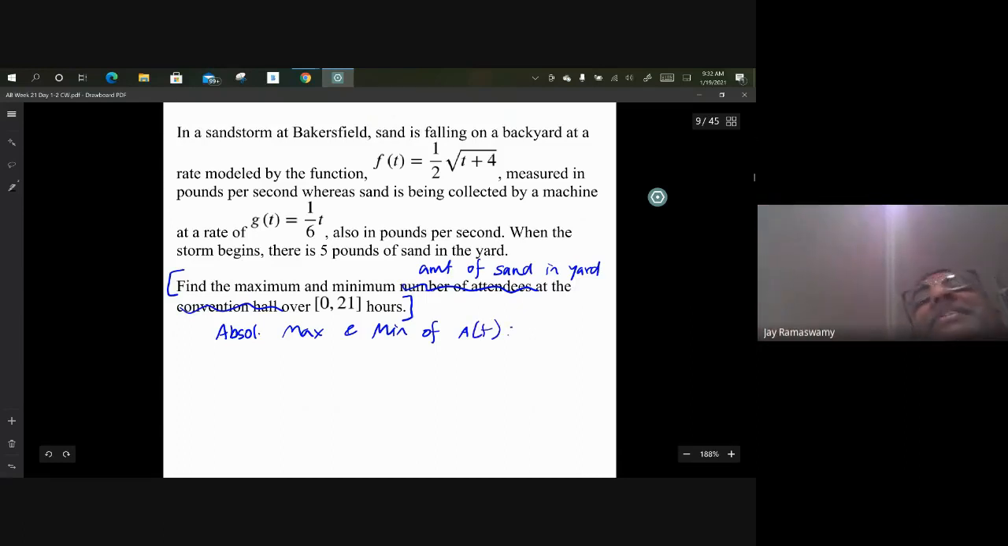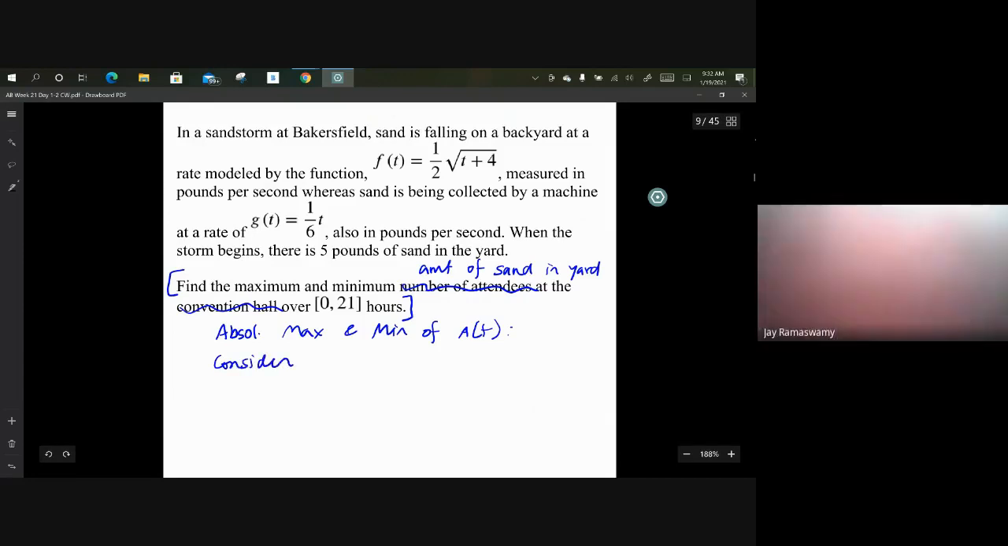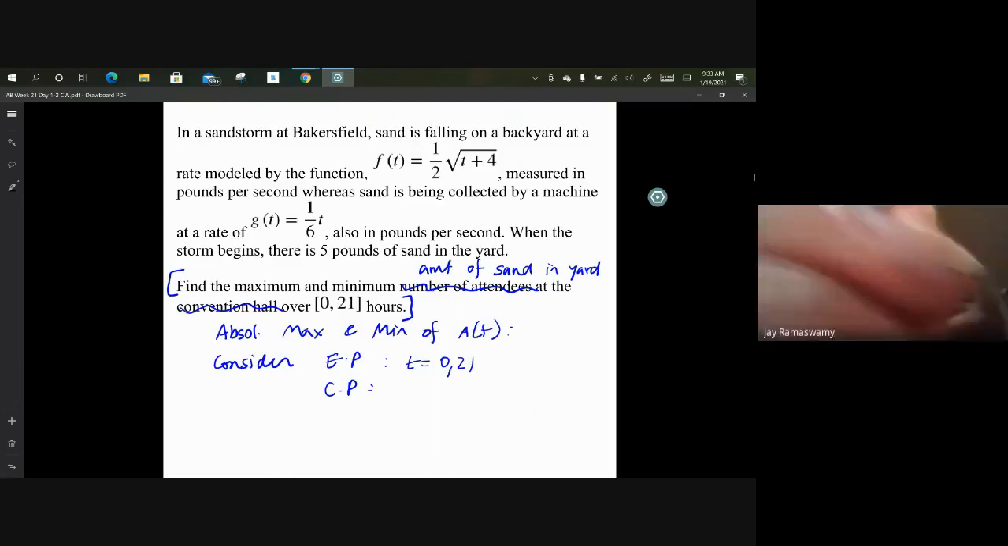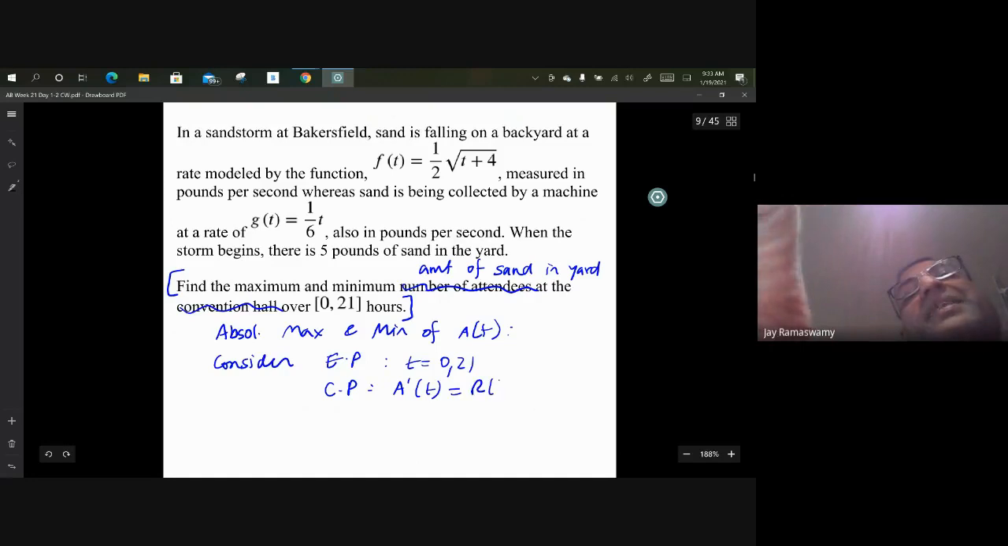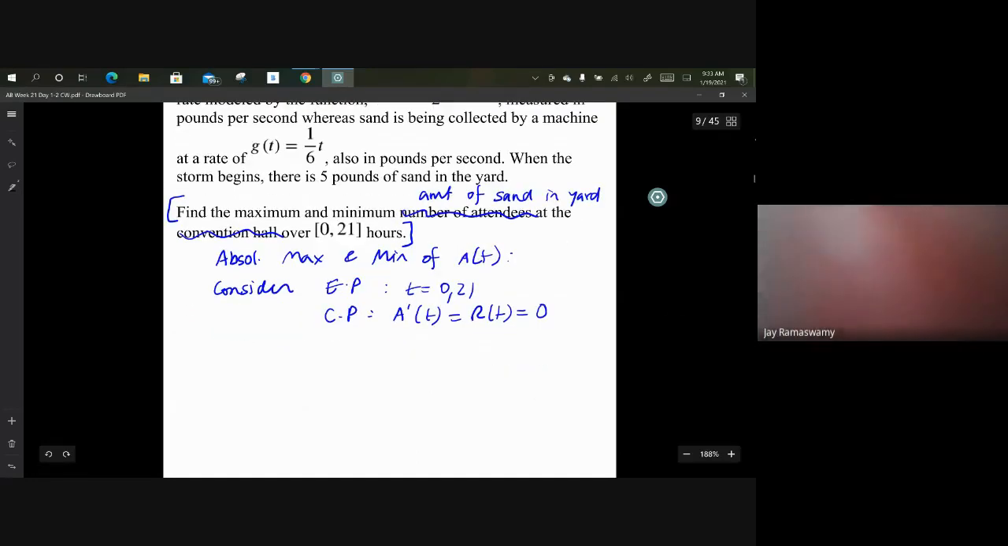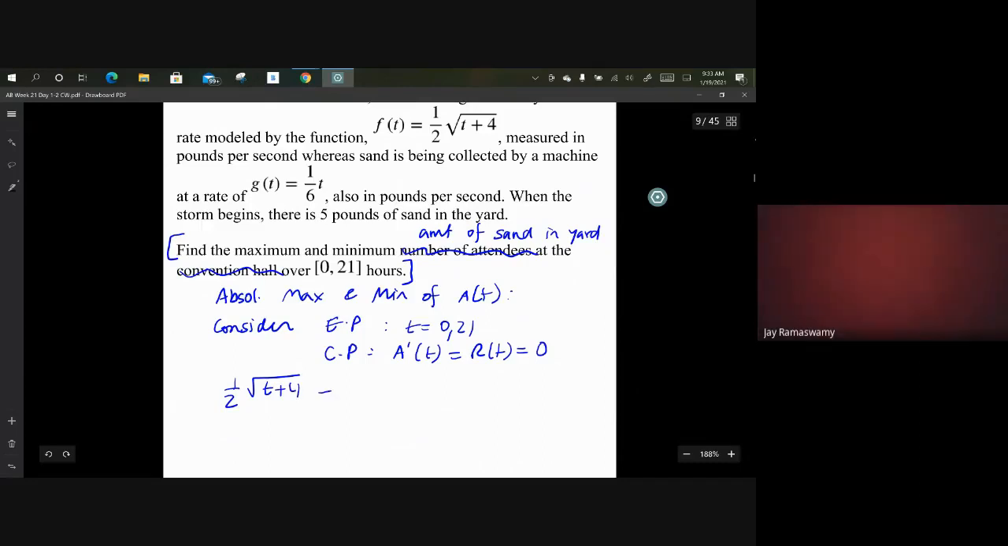So guys, good habits. What should we always consider? Endpoints and critical points. Consider the endpoints, which are t equal to 0 and 21, and the critical points. How do we always find critical points for any function? The slope, which is A dash of t, which is R of t, should be equal to 0. That is f of t, which is 1/2 radical t plus 4, minus g of t, which is 1/6, should be equal to 0.